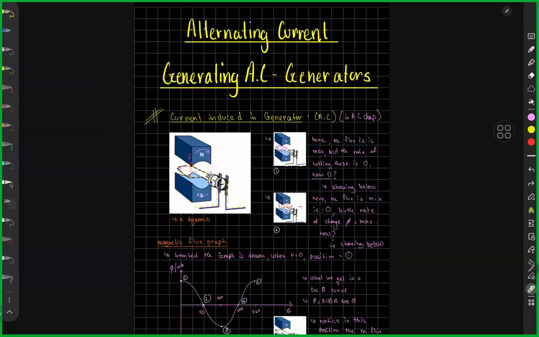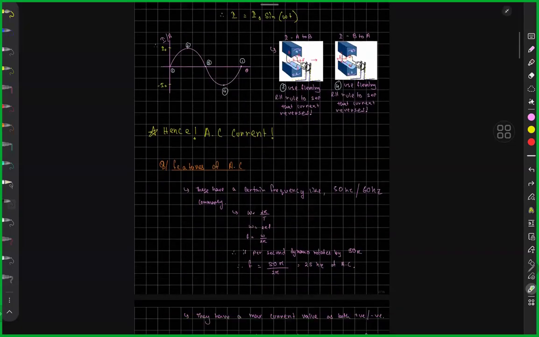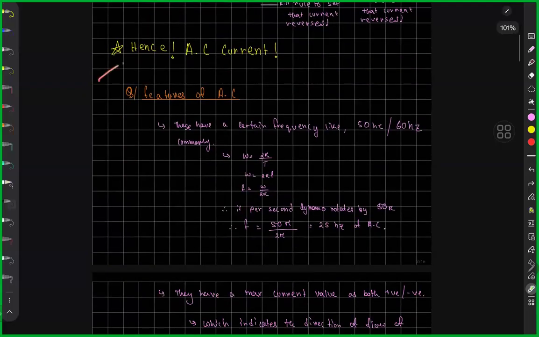Two reasons we say it's alternating current. One, the magnitude varies with respect to time, and also the direction of current varies every half cycle. That is the fundamental behind alternating current. If we understand that, I will move on to today's new topic. That is, it starts over here.